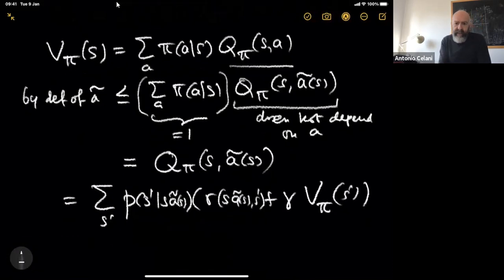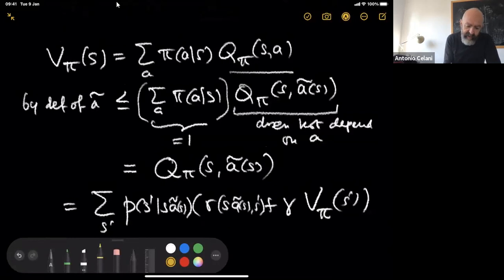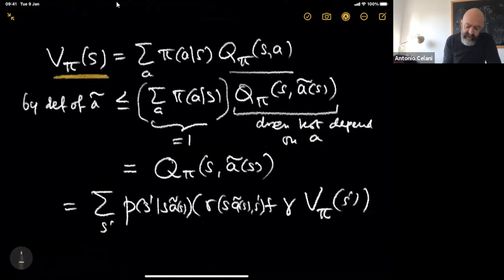Okay, so what this means is that at my current state, I'm picking the greedy action, A tilde, and then from that point on, I'm still sticking to my policy pi. All right. Now, look at what we have here. We have our policy, and we have the same policy in a new point S prime. And these are linked by an inequality.